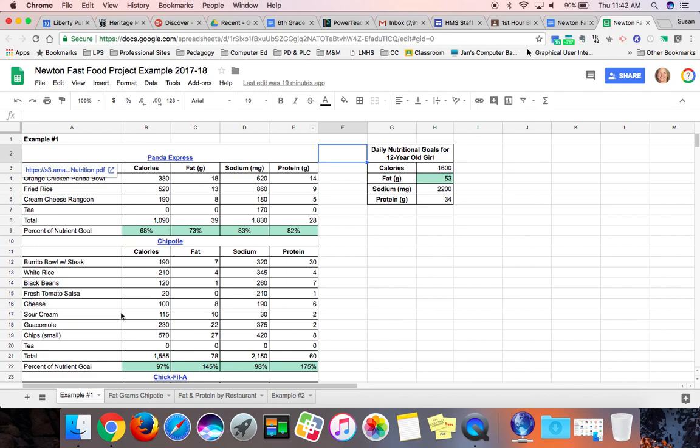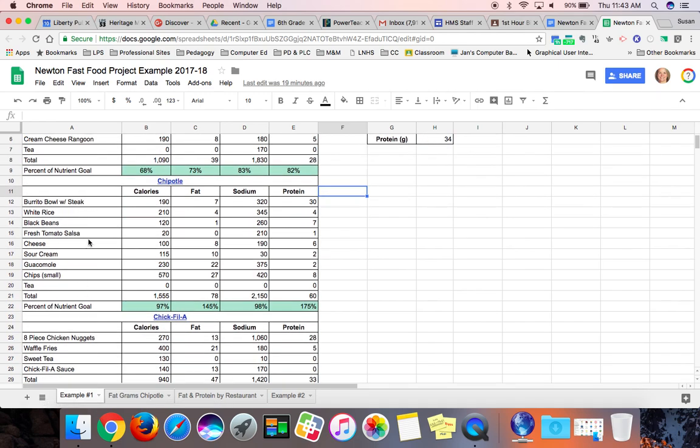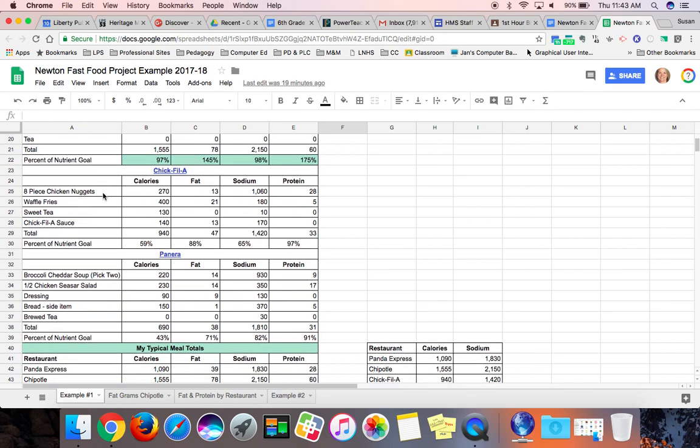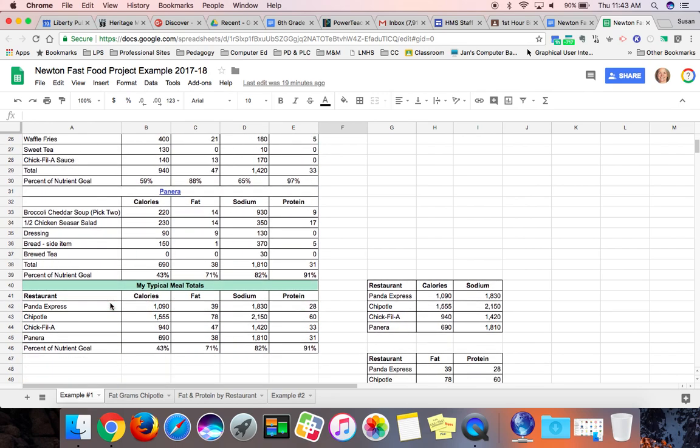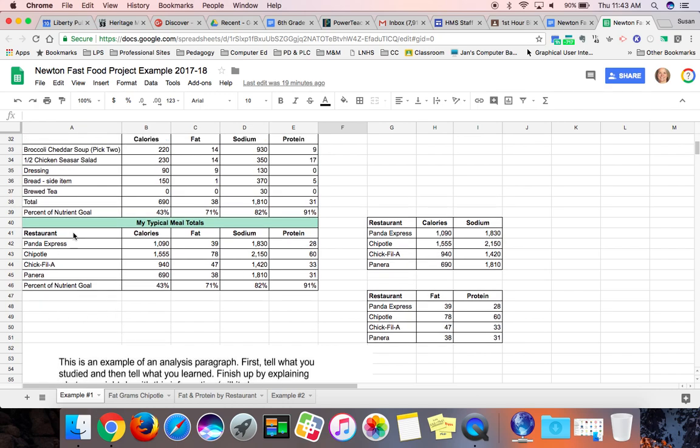So if we come back to our regular spreadsheet, if you've laid yours out like mine, it's laid out where you have the first restaurant, the second restaurant, and then as you scroll down, the third and the fourth. What you may need to do in order to get the graphs that you want is consolidate the totals down at the bottom, okay?